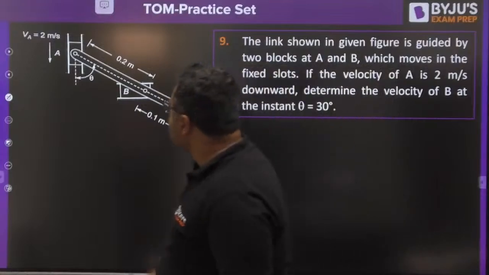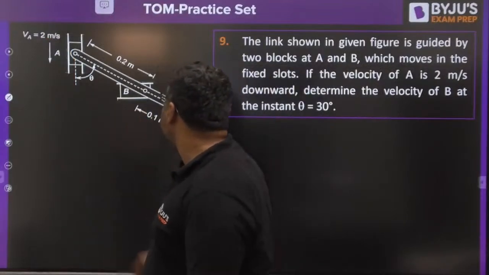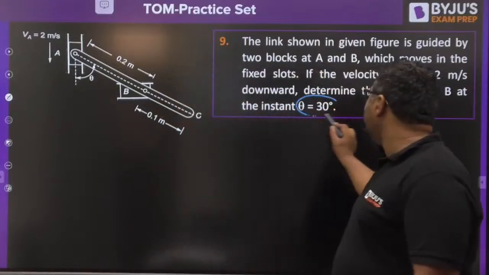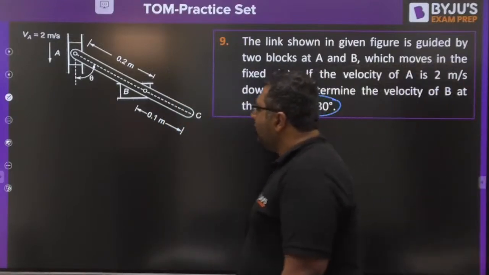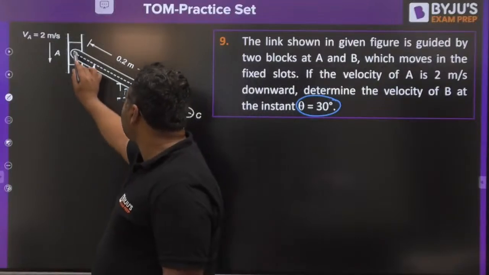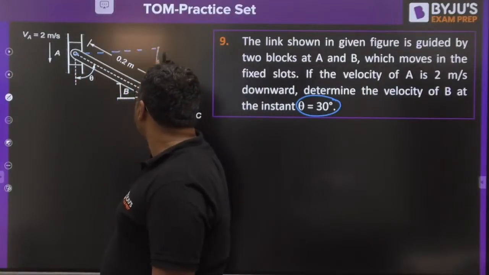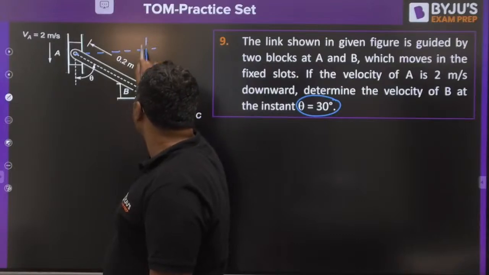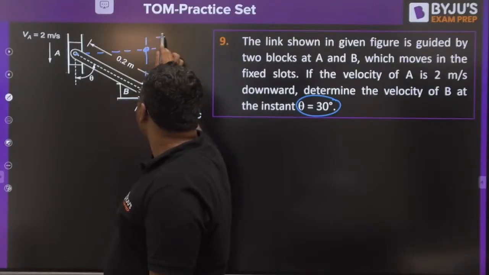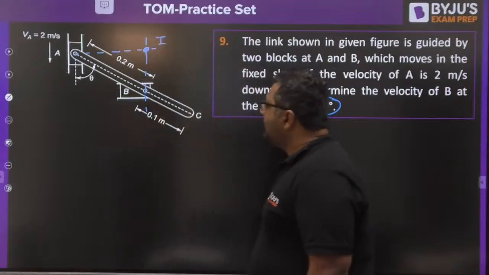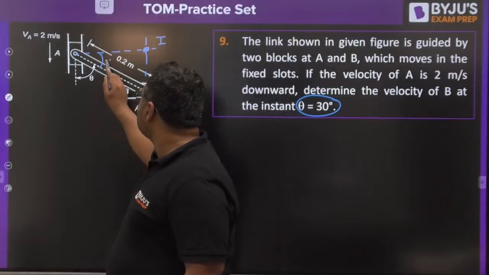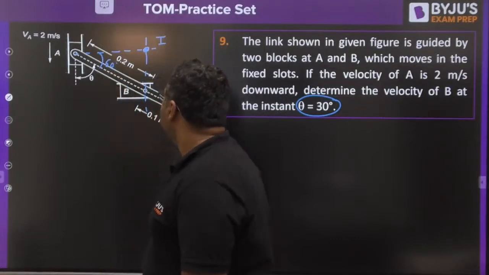So this is question number 9 once again from the velocity analysis, my dear. So you can see VA is given to you as 2 meter per second. This distance is 0.2 meter. This is 0.1 meter. Theta is mentioned to you as 30 degree. So once again you need to apply the I center approach, sit perpendicular to the direction of velocity, and sit perpendicular to the direction of velocity. You will be getting the I center. So if this angle is theta, obviously this will be 90 minus theta. So this will be 60 degree.